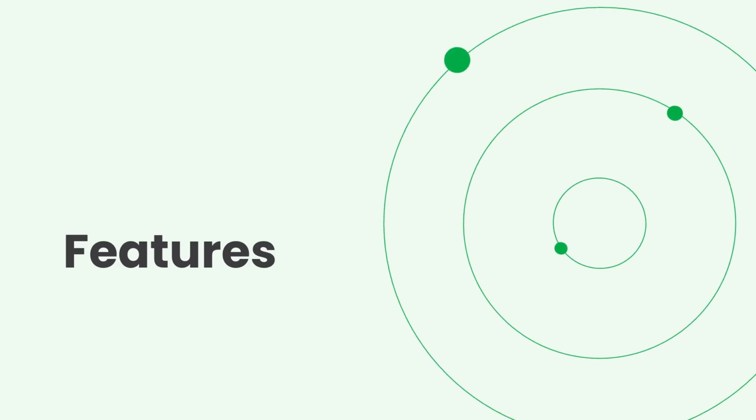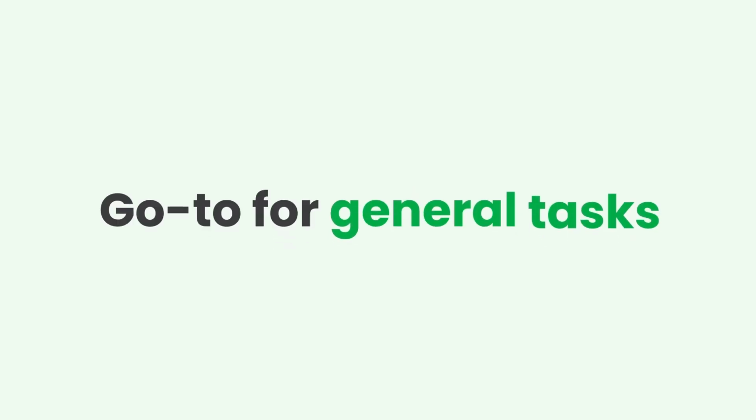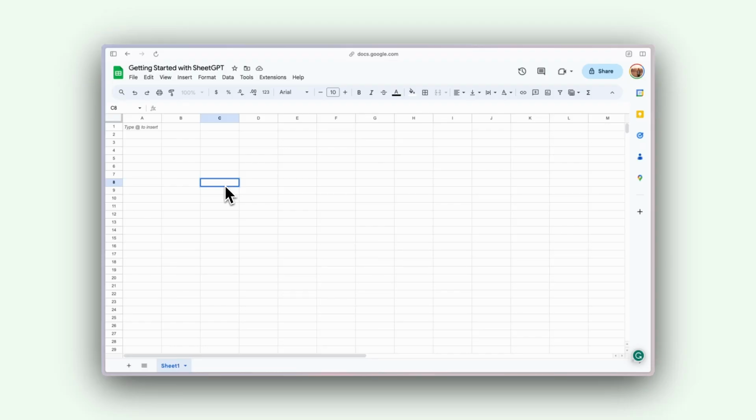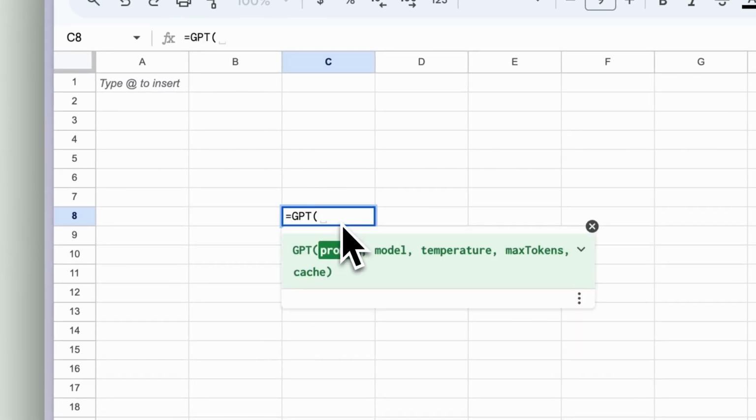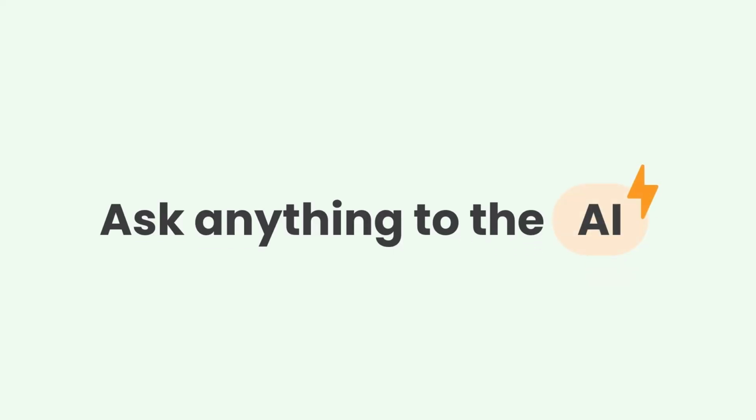SheetGPT is packed with groundbreaking features. Let's explore them. The GPT function. The GPT function is your go-to for general tasks. All you have to do is start typing the equal symbol, followed by GPT in any cell, and you will see the function help text pop up. This is where you can ask anything to the AI.